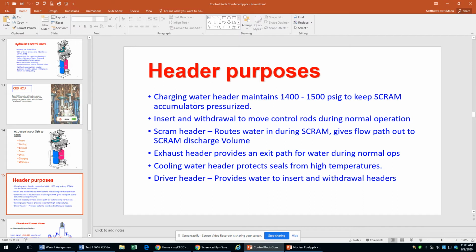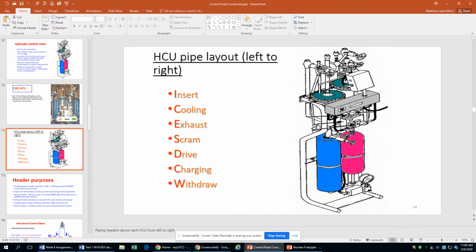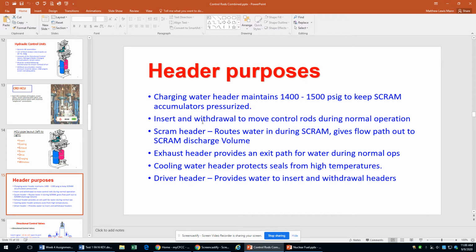So the charging water header is going to keep the pressure up in the scram accumulators. So the scram accumulators are these tanks we're looking at here. So it's going to make sure that there's 14 or 1500 pounds of water pressure in these tanks and about 1,000 pounds of gas pressure over on this side. The insert and withdrawal do exactly what they say. They move the control rods during normal operations.